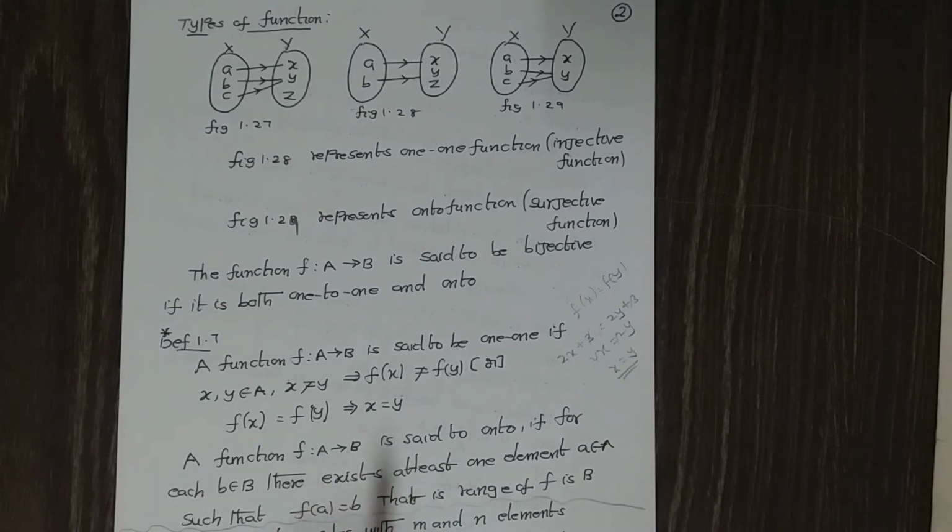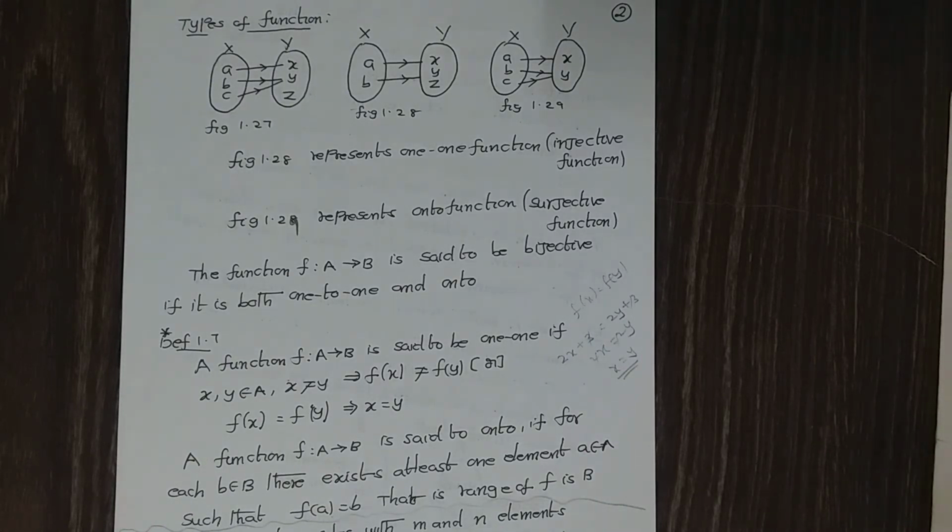Some books write f of x is equal to y. That is also correct. f of a is equal to b. That means what? The image of b is f of a. Reverse. B we are taking in codomain, f of a is in domain. Such that f of a is equal to b. That is nothing but the range; the codomain is set B. That means if range and codomain are equal, then it is an onto function.